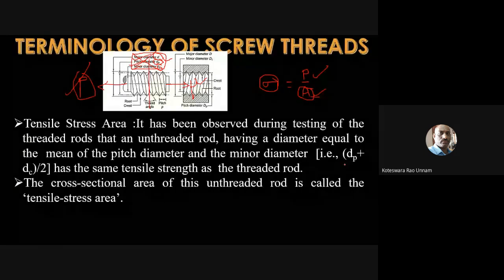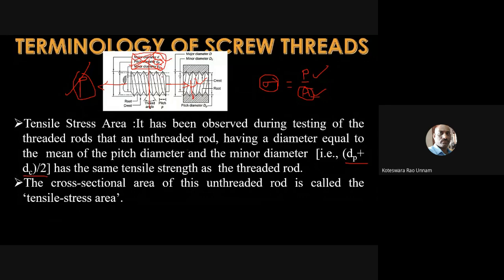We'll use a diameter which is equal to (dP + dC)/2. So you know the dP, you know the dC. Take the average of these two diameters. Then the diameter is used to calculate this area. This area is called the tensile stress area.